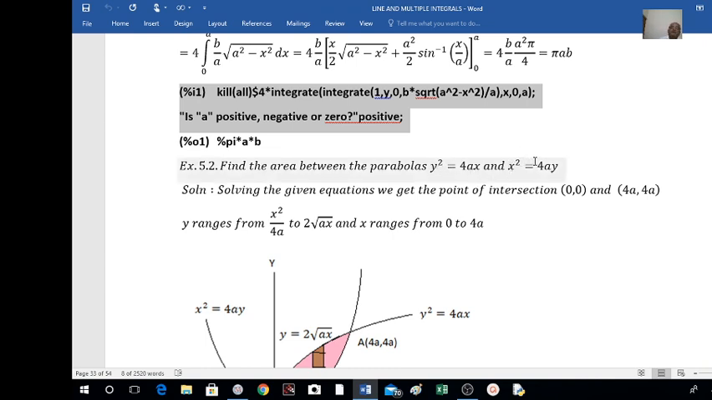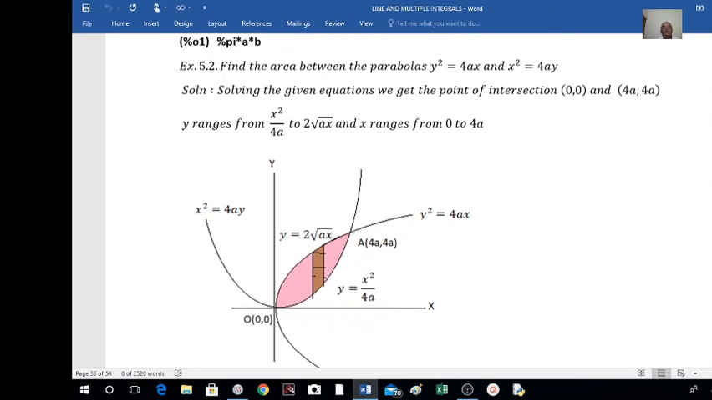If we get an equation in terms of x, then solve that equation for x. We get some values here. I think we get 0 and 4a. And substituting these values of x in any of the equations, we get the other points here. That is again y equal to 0, y equal to 4a. That is, we have to solve these two equations. After solving this, we have to find the limits here.